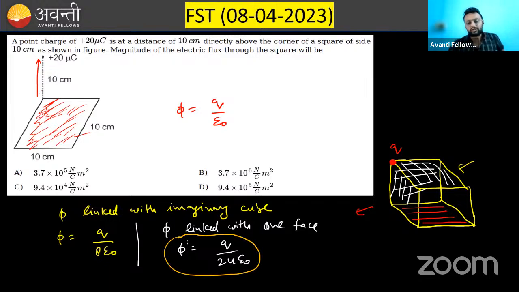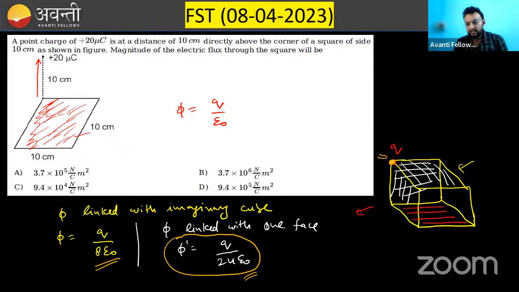Now this is a standard question. Every student who has prepared has gone through this question. This is a very simple and doable question, and students, remember the answer. What you should remember: when a charge Q is placed at one of the corners of a cube, the flux linked with the cube is Q by 8 epsilon naught. And the flux linked with one face is Q by 24 epsilon naught, in which 3 faces have zero flux. Which 3 faces have zero flux? The faces which are attached to the charge.